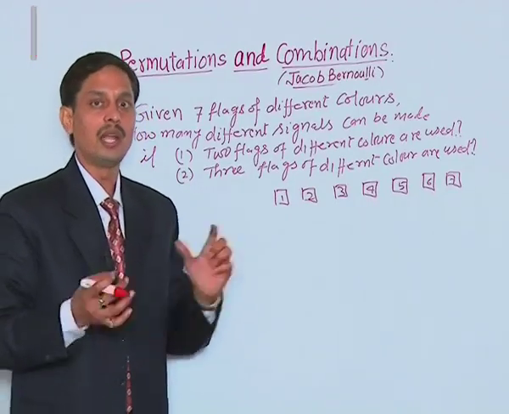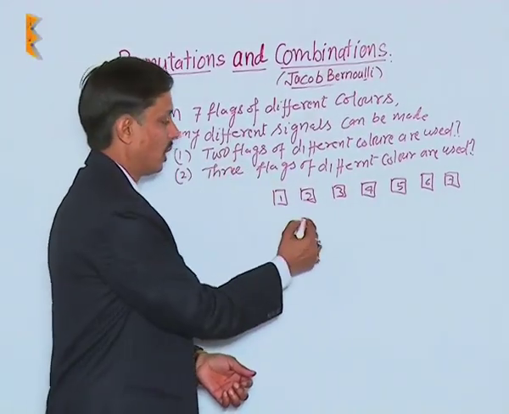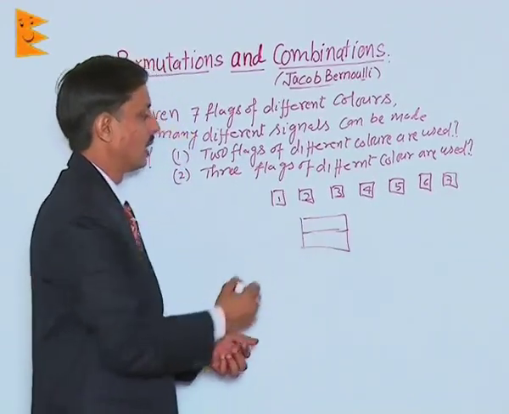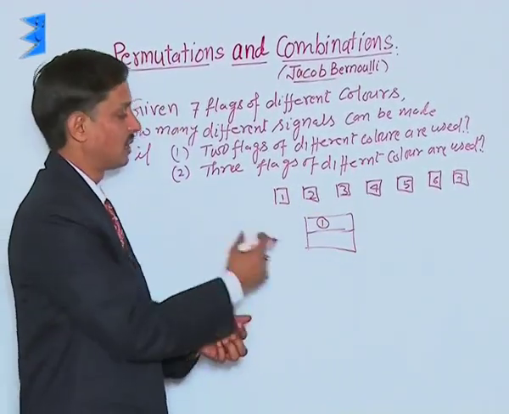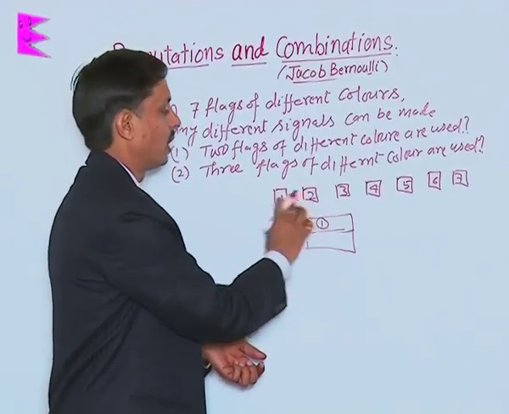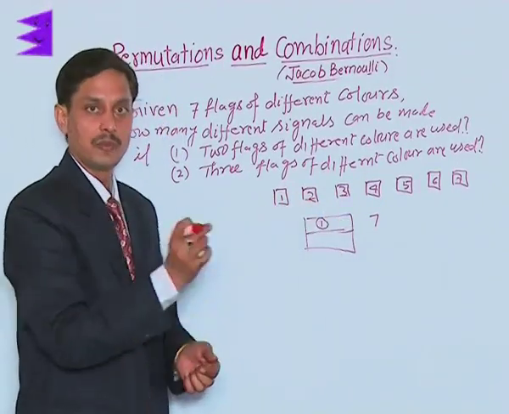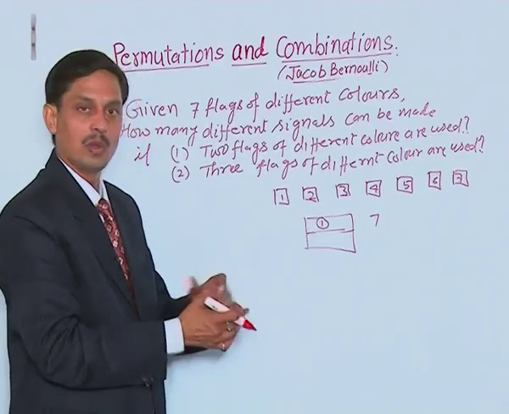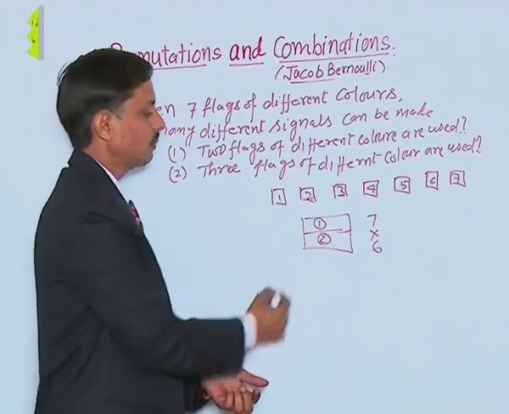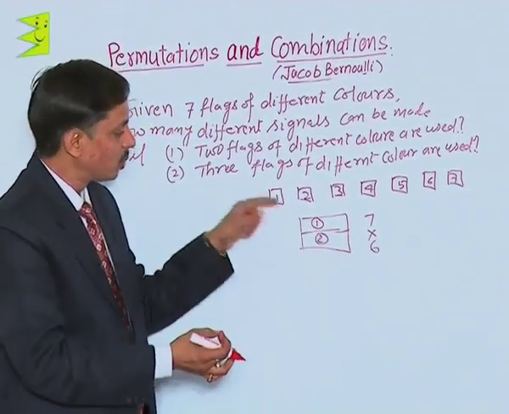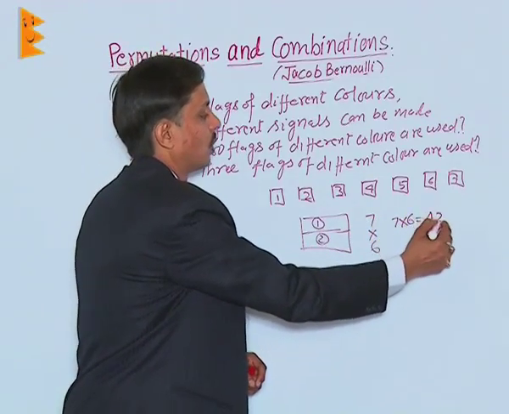If a signal is required to be generated, and in making that signal 2 flags are required, then for the upper part of the signal, what choices do we have? We can use any of the 7 flags. But whatever flag is used, the same flag we cannot use again. For the second one, we have 6 choices. So to make a signal using 2 flags of different colors, we get the answer 7 into 6 is equal to 42.